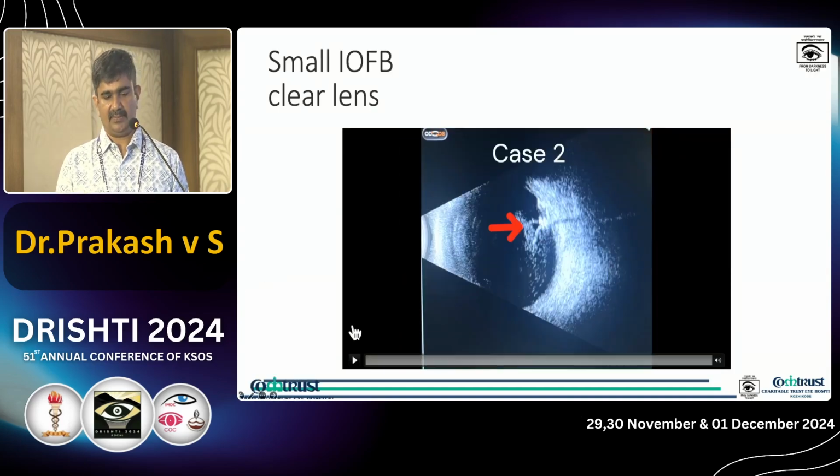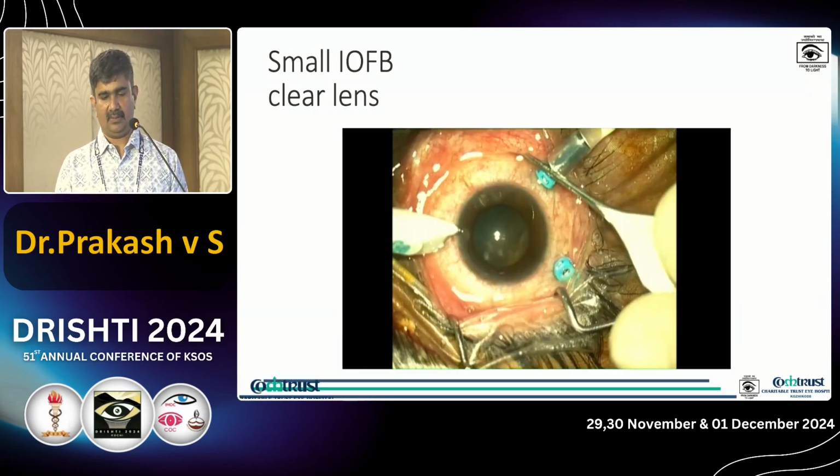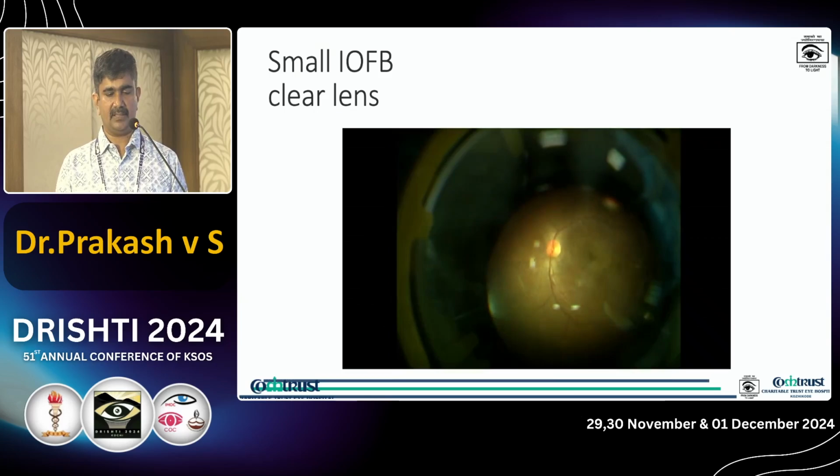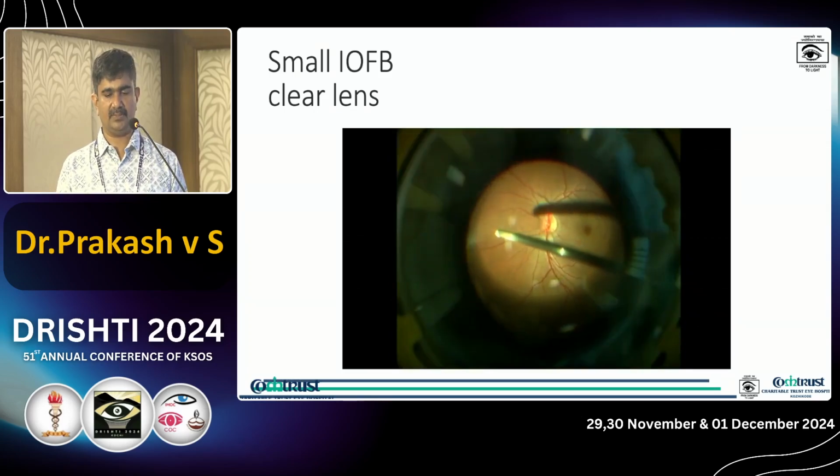This is another case where you again have a small foreign body, and the lens is clear. The earlier case we had the lens was damaged, so this is a small foreign body, so we'll remove it through the pars plana only. We won't disturb the lens. So again a vitrectomy is performed.